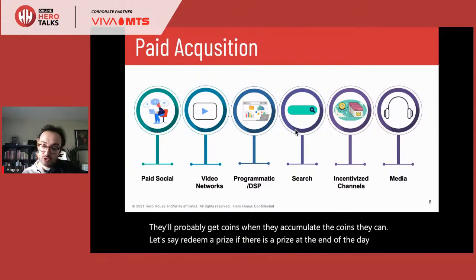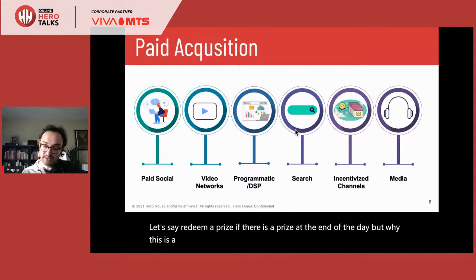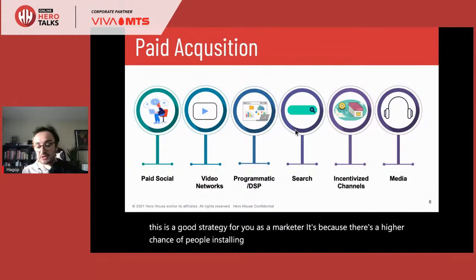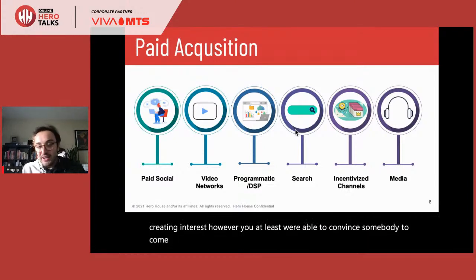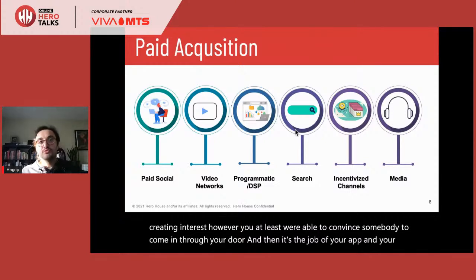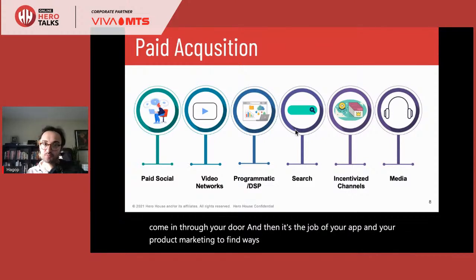But why this is a good strategy for you as a marketer is because there's a higher chance of people installing it. It might not be the best option in terms of creating interest. However, you at least were able to convince somebody to come in through your door, and then it's the job of your app and your product marketing to find ways to engage them.